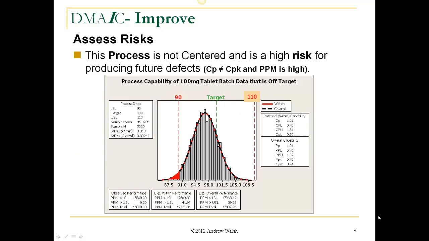So here we see a process for a 100 milligram tablet batch data that is off target. It is not centered, obviously, and is a high risk for producing future defects. The Cp does not equal the Cpk, meaning it's off target, and the parts per million is high.